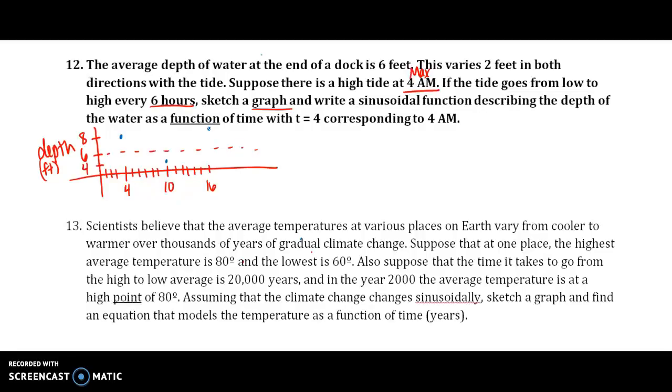To help us find where our function crosses at the midline, what we want to do is figure out what is halfway between 4 and 10. Well, I know the difference between 4 and 10 is 6, so half of that is 3. So I know 3 hours after 4 o'clock, so at 7, it'll be at the midline. And then same thing here from 10 to 16, that's going to be 6 hours. So if I add 3, 1, 2, 3, it'll be at the midline. So your function looks something like that.